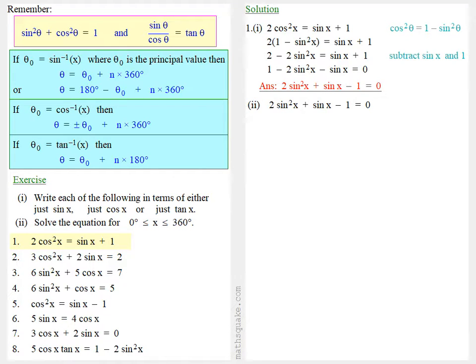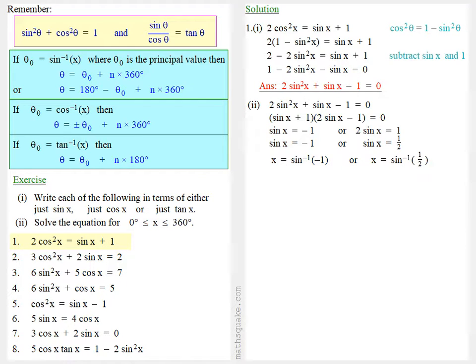Now in the second part we're asked to solve that equation. Well, we notice it's a quadratic equation in sin x, and so we can factorise it as sin x plus 1 into 2 sin x minus 1 equals 0. Now if two things multiply to make 0, one of them must be 0, so sin x is equal to minus 1 or 2 sin x is equal to 1, which means sin x is minus 1 or sin x equals a half. If we take the inverse sine of each, we find that the principal values are minus 90 and 30.